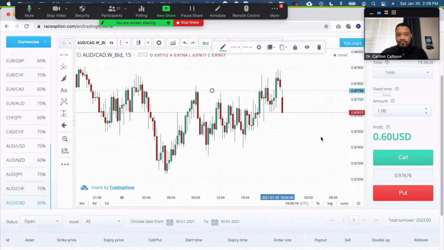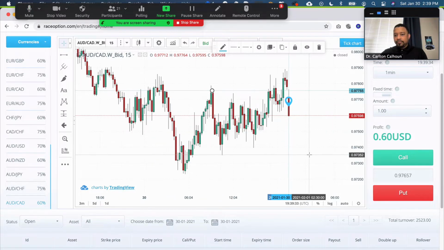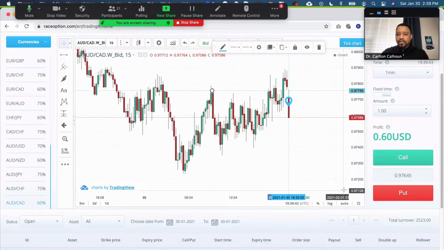Now, how that works in terms of money. So again, as you can see, the amount that I'm willing to risk right here is $1. My payout is 60%. So if I were to put this option, so I just hit put, my dollar is taken as soon as I hit that put option. The strike price, as it's called, whenever I hit that put option, the strike price is recorded. As long as I am winning that trade, you'll see my payout at $1.60. If I lose that trade, then they just keep my dollar.